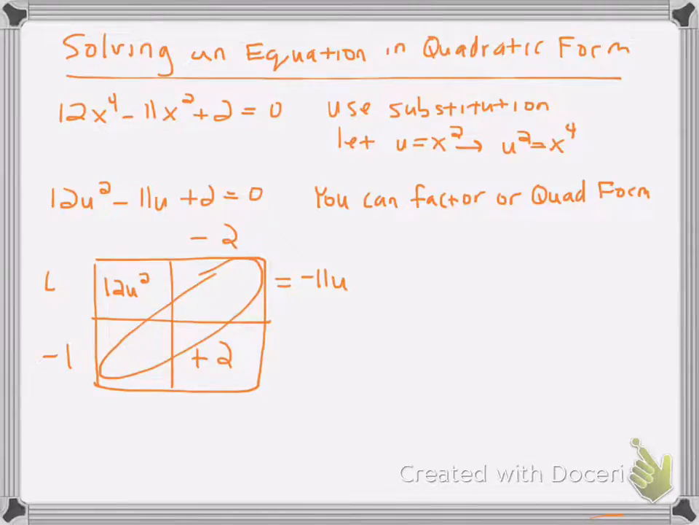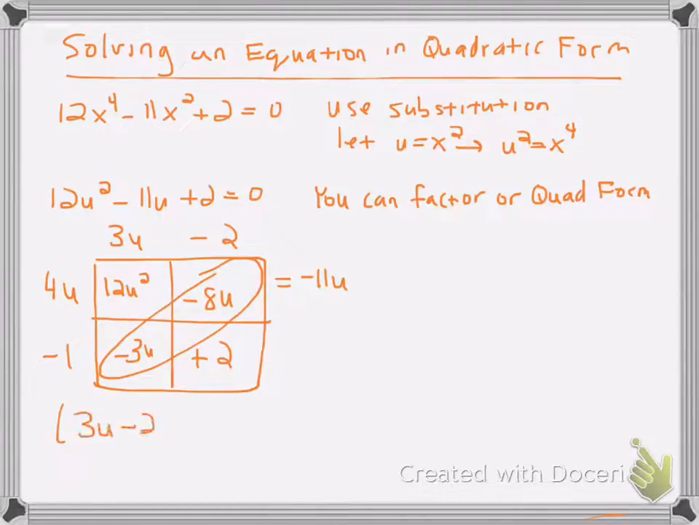Now I have to remember that I'm trying to multiply to 12u squared. So am I using 12 and 1? Am I using my 4 and 3, my 6 and 2? I knew right away, it might take you guys a little more time, that's okay, but I knew I was going to use the 4 and the 3. I'm putting the 4u on the left-hand side and the 3u on the top. Once I multiply and fill out those boxes, I get a negative 3u and a negative 8u as well. So that gets me my negative 11u.